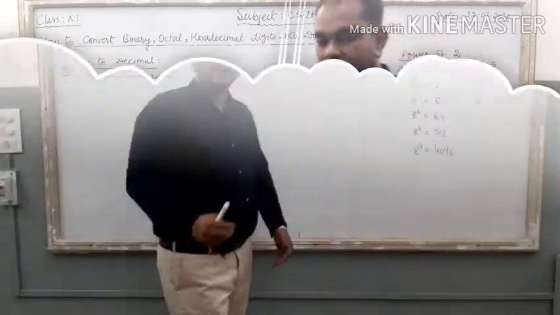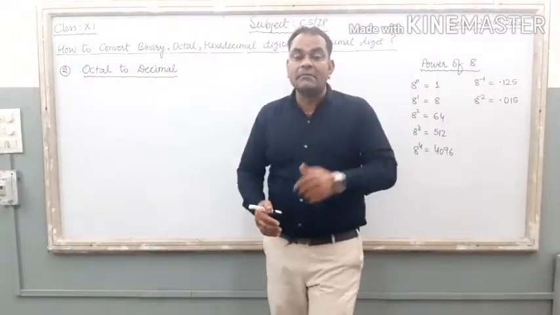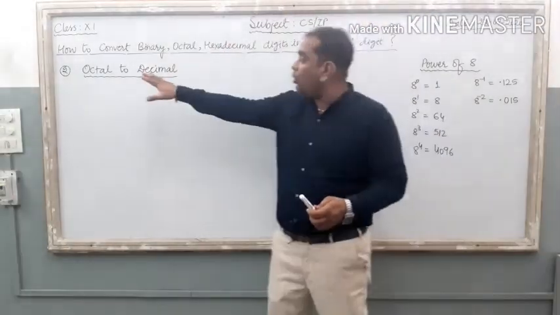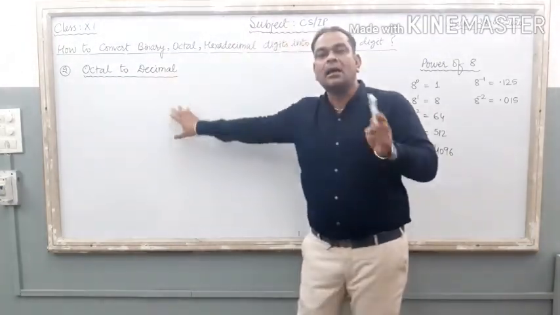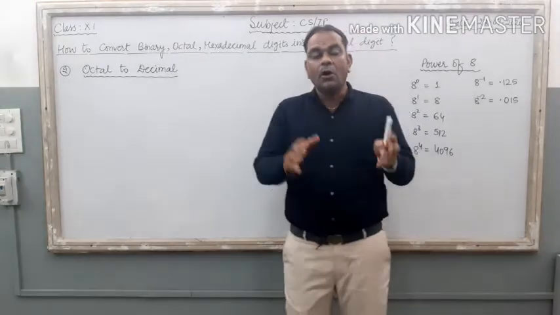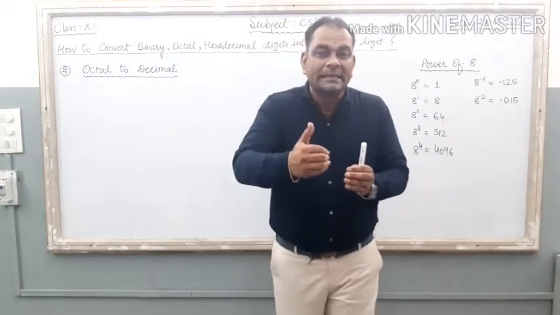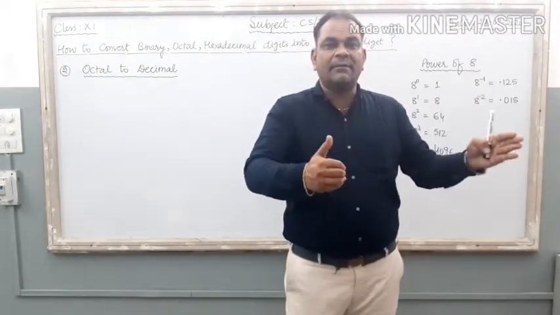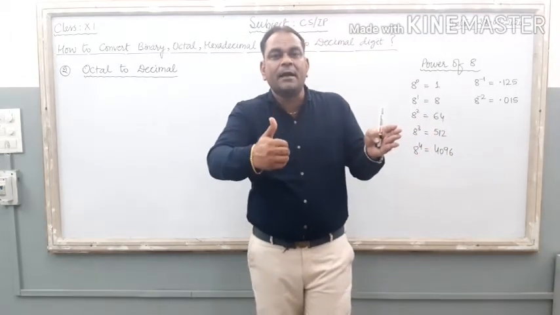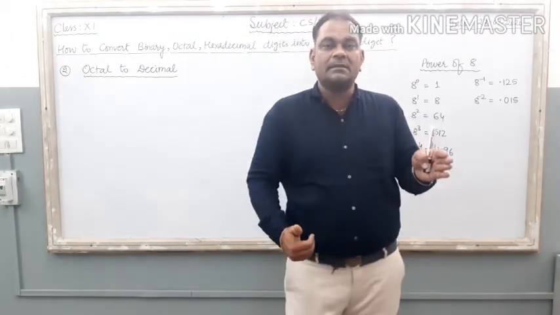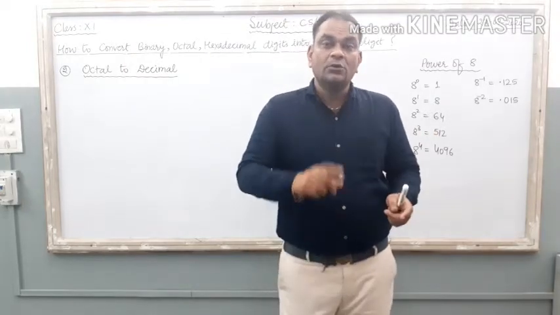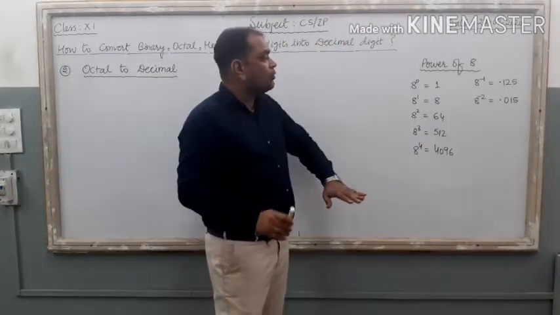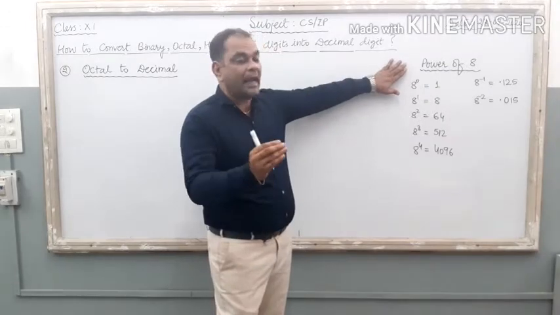Thank you. Now our second step is we are going to convert an octal number system's digit into its decimal counterpart. As you know, octal number system starts from 0 and ends at 7. Total 8 different fundamental digits are there in octal number system, and the base value of octal number is 8. So very first we should know the different powers of 8.